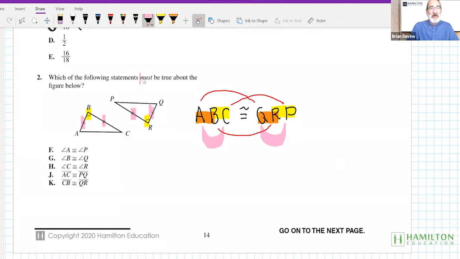And I want to know what must be true. Now that I've gone through all that, well, is A congruent to P? No, that's not true. Is B congruent to Q? No, they don't match up. A and Q match up. Is C congruent to R? No, C is congruent to P. AC, is that congruent? Well, yeah, that's true. That's one of the things that we established. And so the only thing that must be true would be J. And we can see right away that BC should match up with RP, and this isn't RP, so K wasn't true. So J is our answer.